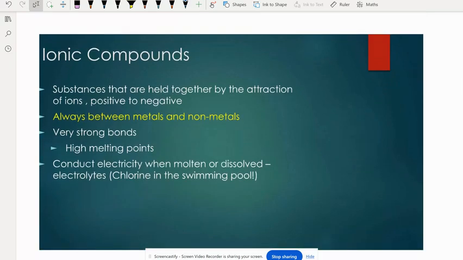Alright, so ionic compounds. The most important thing I want you to remember is that ionic compounds are always formed between metals and nonmetals. So check your periodic table. You color-coded your periodic table, right? The metals are on the left-hand side and the non-metals are on the right side. So check your periodic tables.